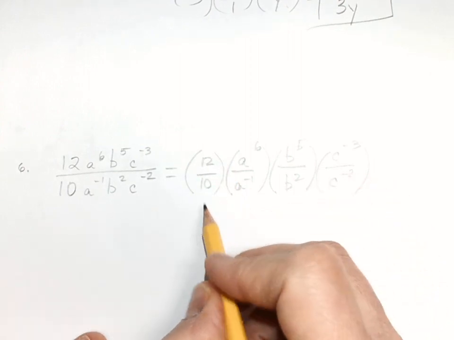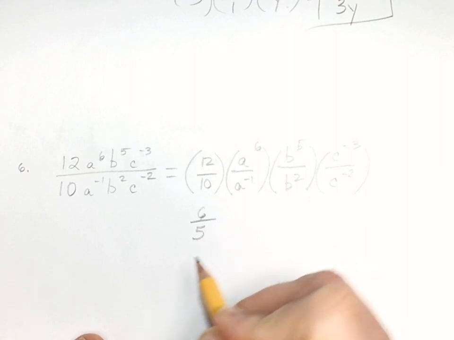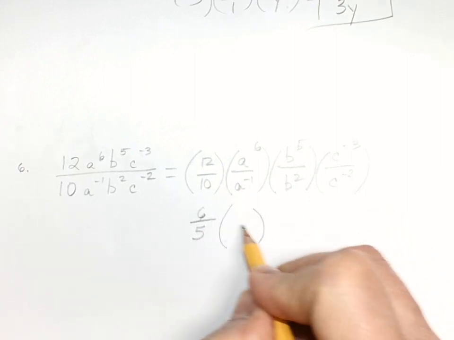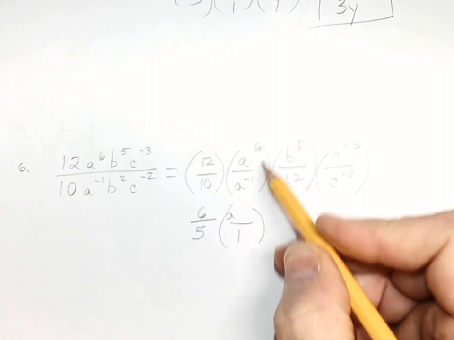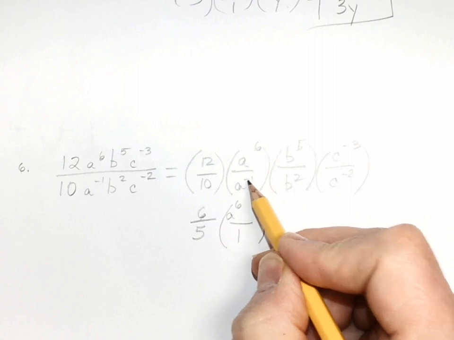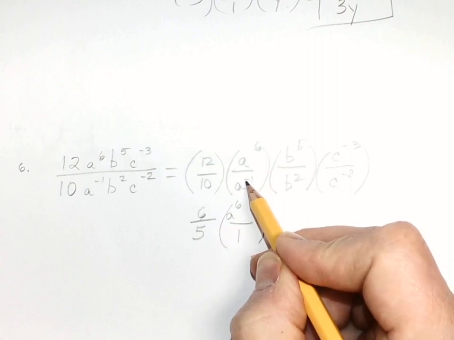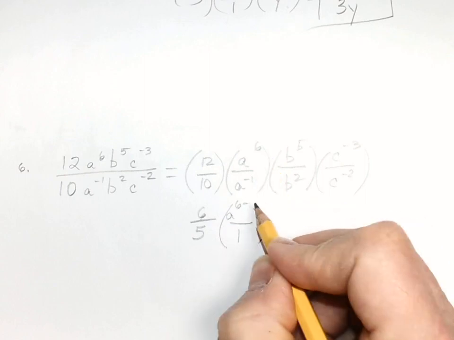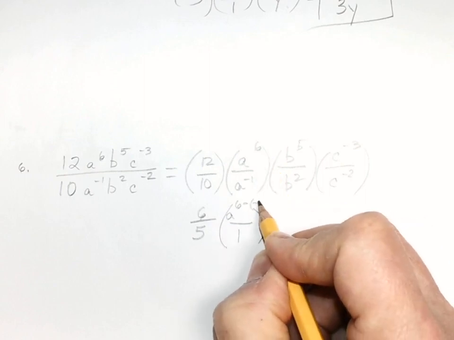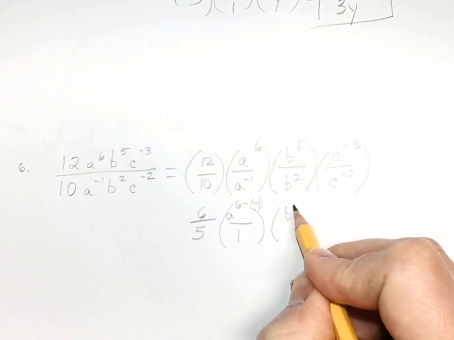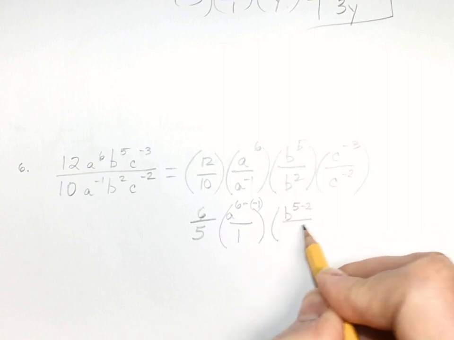12 over 10 is 6 over 5. I am not going to write any decimals today. We love fractions, at least today. Over here, I'm going to subtract my exponents from top to bottom. Be careful, you can't substitute a negative sign for subtraction. This is 6 minus a negative 1. Make sure you do that. If you don't get that subtraction right, the problem's over for you.